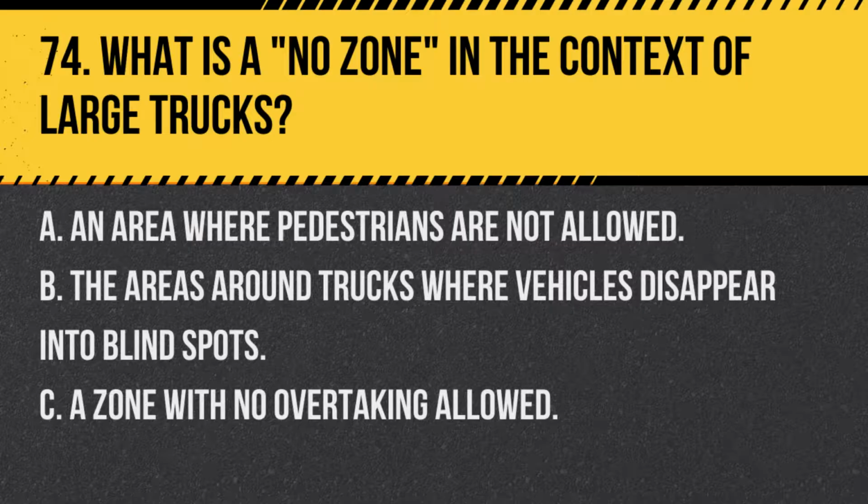Question 74. What is a no zone in the context of large trucks? A. An area where pedestrians are not allowed. B. The areas around trucks where vehicles disappear into blind spots. C. A zone with no overtaking allowed.